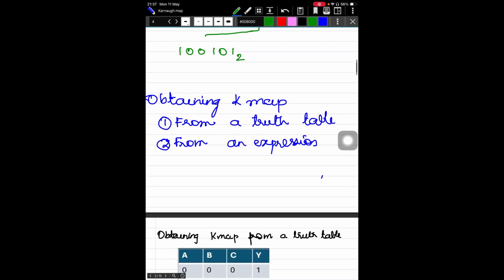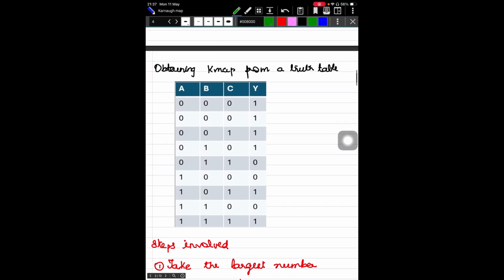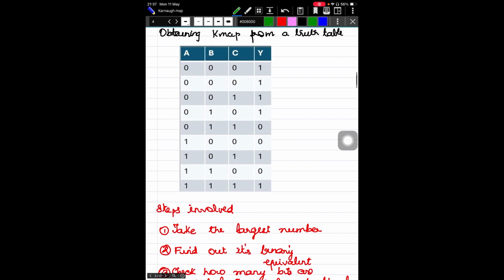To obtain a Karnaugh map, we can obtain it from the truth table, or we can also obtain it from an expression. I've taken the same truth table here. How do I obtain a Karnaugh map from this truth table? The steps involved are: take the largest number. What is the largest number in this case? The largest number is this last one, which is 7.